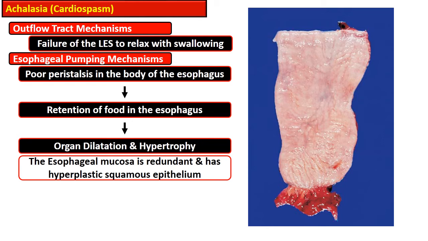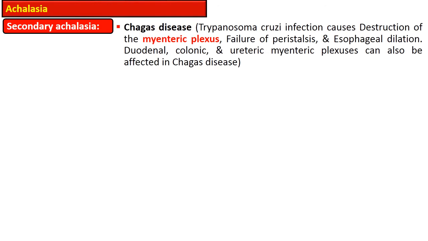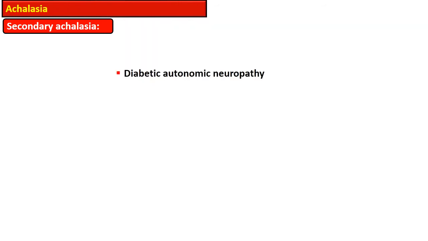The mucosa is redundant and has hyperplastic squamous epithelium, as is clear in this gross picture of an open esophagus. The secondary type of achalasia is due to Chagas disease. This Chagas disease is due to Trypanosoma cruzi infection. The Trypanosoma causes destruction of the myenteric plexus, failure of peristalsis, and esophageal dilatation. The duodenal, colonic, and ureteric myenteric plexus can also be affected in Chagas disease.